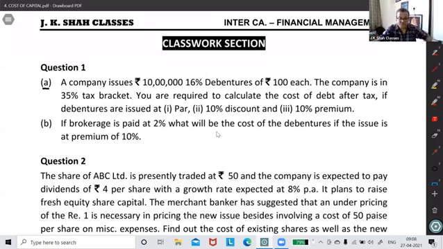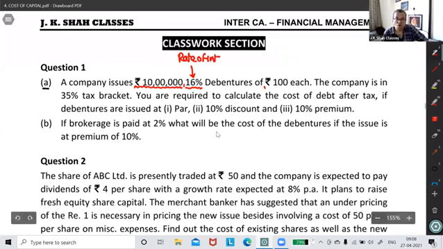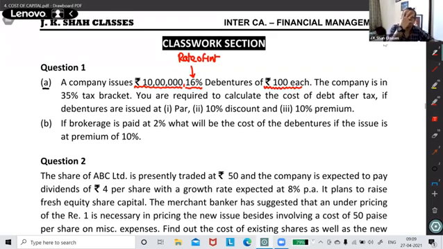Let's read the first one. A company issues rupees 10 lakh. Guys, rupees. This is the amount. 16% debentures. What is this? This is the rate of interest. Of rupees 100 each. What is this? You understand? Face value. Right? Remember that.